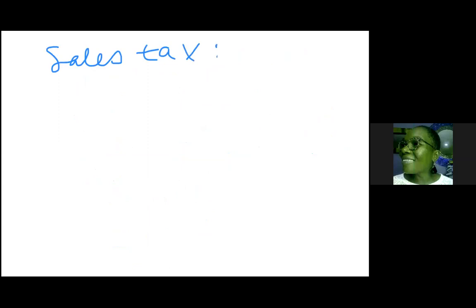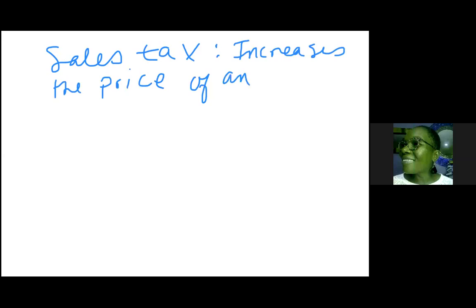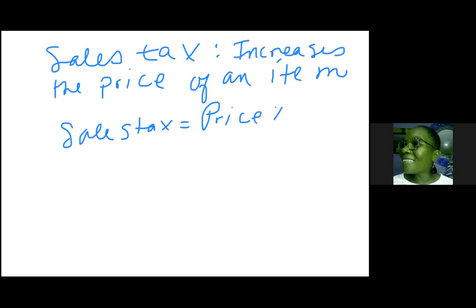Sales tax increases the price of an item. So in other words, you are adding the sales tax to the price when you're finding sales tax. So it makes items or whatever you're purchasing more expensive. So in order to calculate sales tax, the sales tax is equal to the price times, or multiply by, the tax rate.